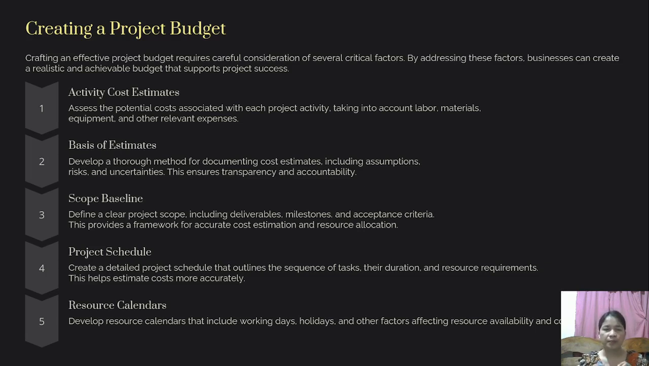Number four is project schedule. You have to create a detailed project schedule that outlines the sequence of the tasks, their duration, and resource requirements. This helps estimate cost more accurately. Number five is resource calendars. You can develop resource calendars that include working days, holidays, and other factors affecting resource availability and costs.